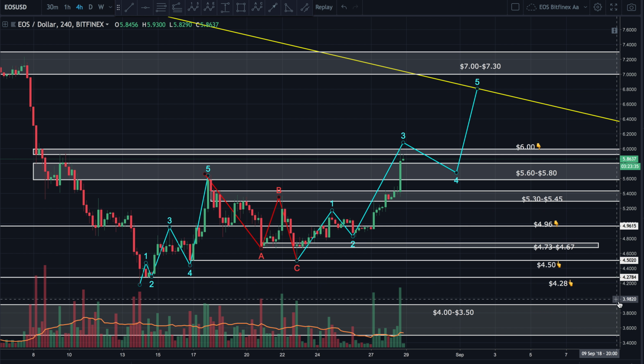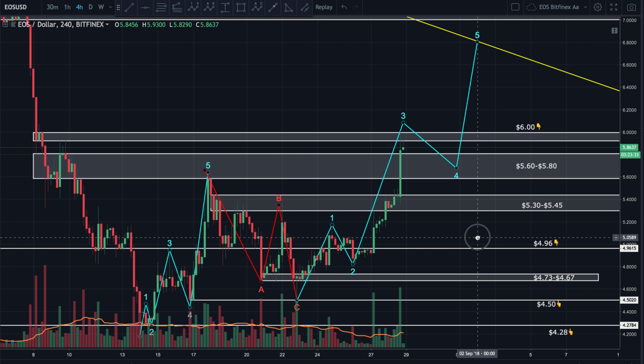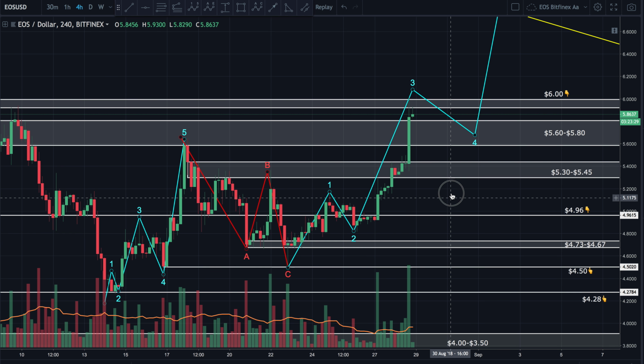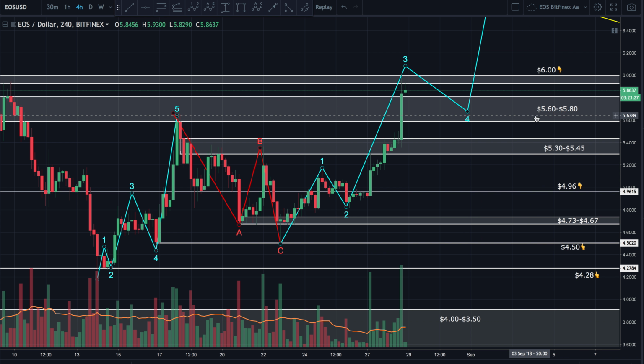But without a massive influx in volume, guys, this is not going to be a sustainable bull run, even though right now we are looking rather bullish. To the downside, guys, we're going to want at least the bottom of this 5.60 to hold as support if we do get that correction.